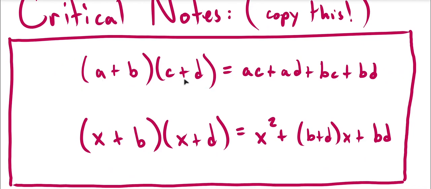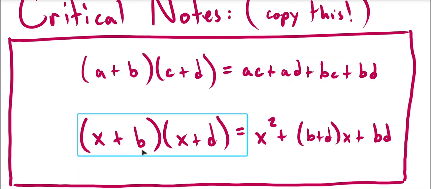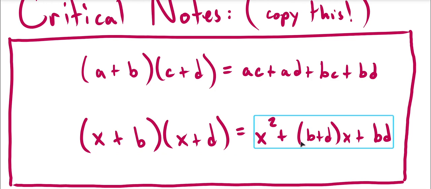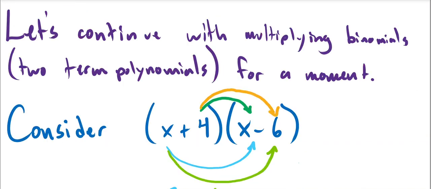If I FOIL these two things, I wind up with these four terms. If I FOIL these two binomials, I wind up with these three terms because the two terms bx and dx are like, and so we can just add their coefficients. Okay, so let's continue with multiplying some binomials together.